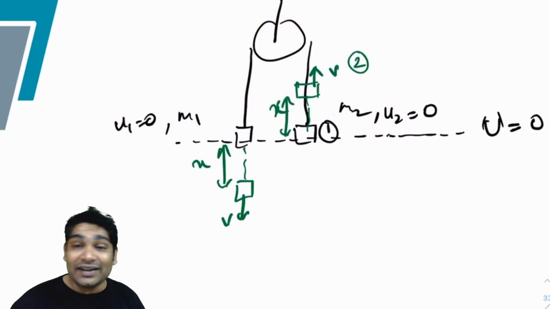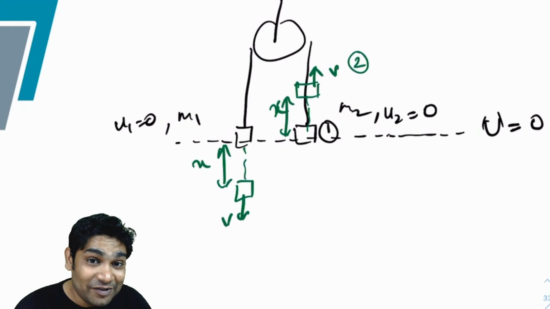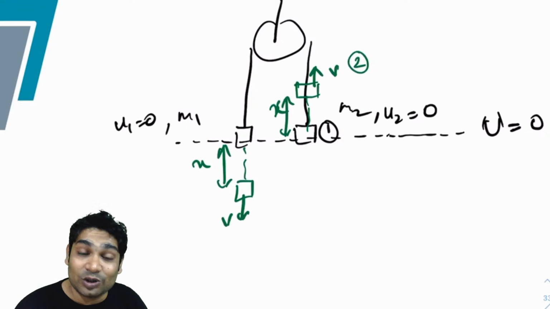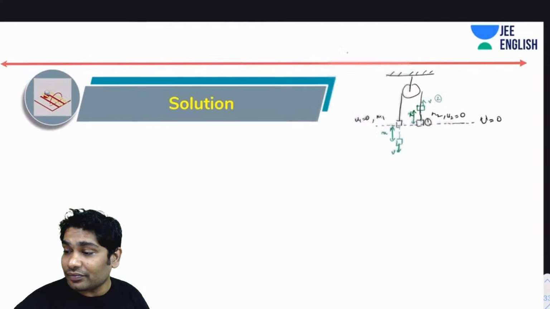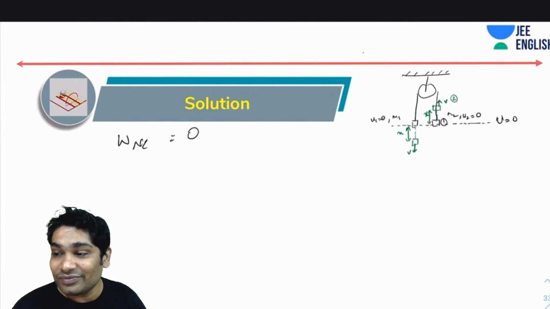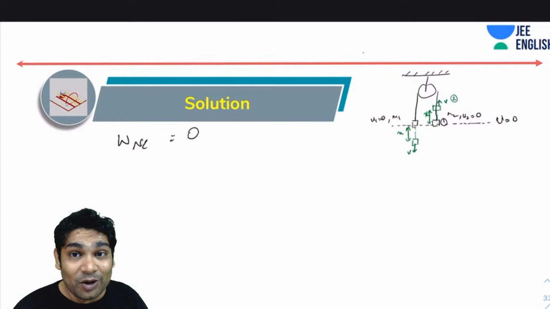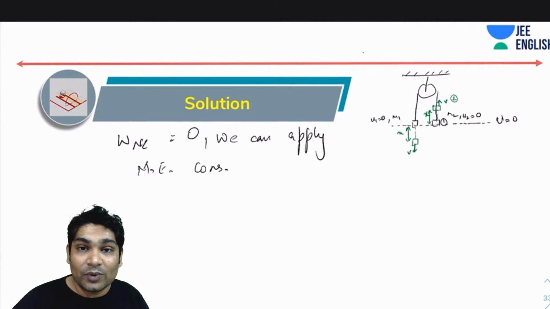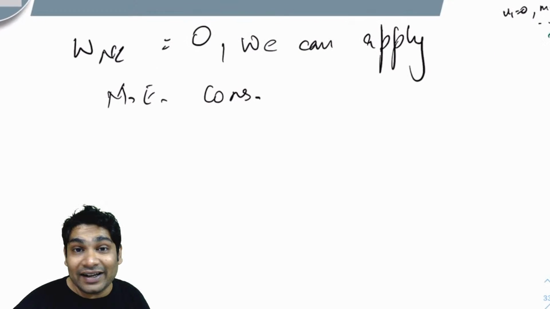Now, while this entire motion is happening, is there any non-conservative force which is doing work? No. Tension never does any net work. So tension, though, is not a conservative force, but tension never does any work. So in this situation, we realize work done by non-conservative forces is 0. And since the work done by non-conservative forces is 0, we can apply work energy conservation, mechanical energy conservation.